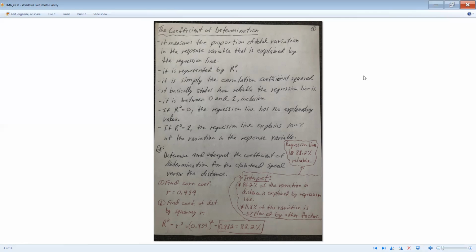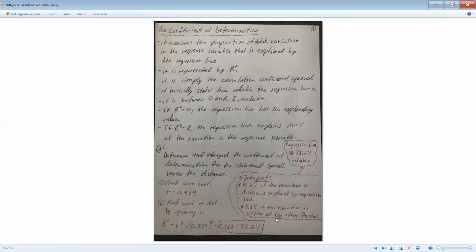So, quick example, determine and interpret the coefficient of determination for the club head speed versus the distance. We already know the correlation coefficient from the previous example. That's 0.939. Then you find the coefficient of determination by squaring lowercase r. So we square the 0.939, and that will be 0.882. You can also convert that to a percentage by moving the decimal 2 places to the right. That would be 88.2%.